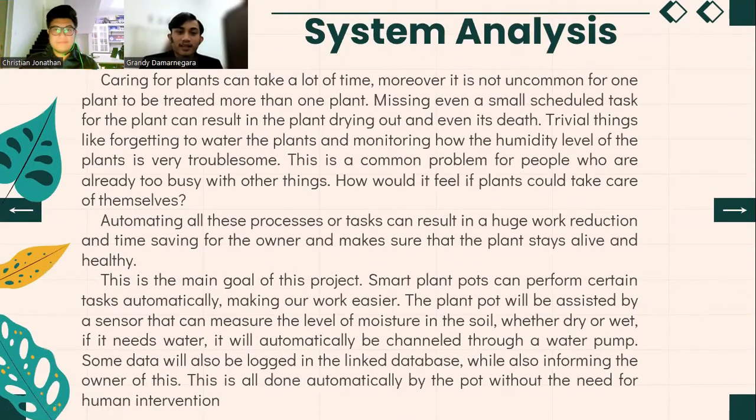System analysis. Caring for plants can take a lot of time. Moreover, it is not uncommon for one person to take care of more than one plant. Missing even a small watering schedule for a plant can result in the plant drying out and even dying. Trivial things like forgetting to water the plants and monitoring the humidity level of the plants are very troublesome. This is a common problem for people who are already too busy with other things.